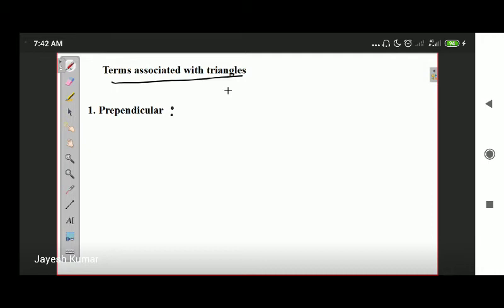So what happens in triangles? If two sides of a triangle make a right angle with each other, then those sides are called perpendicular sides. There is one more thing. A perpendicular can be drawn from the opposite vertex as well. So how is that?